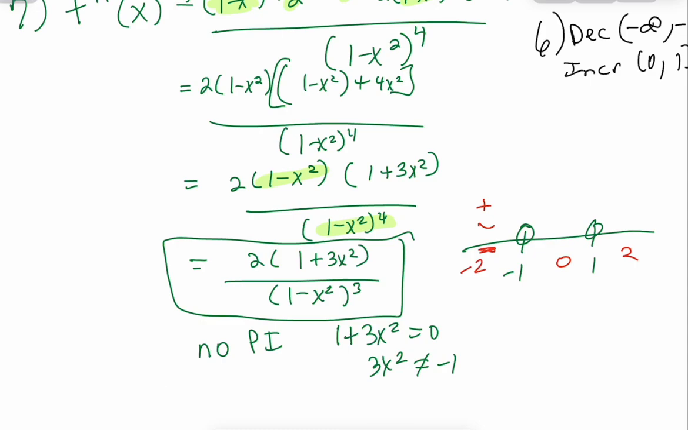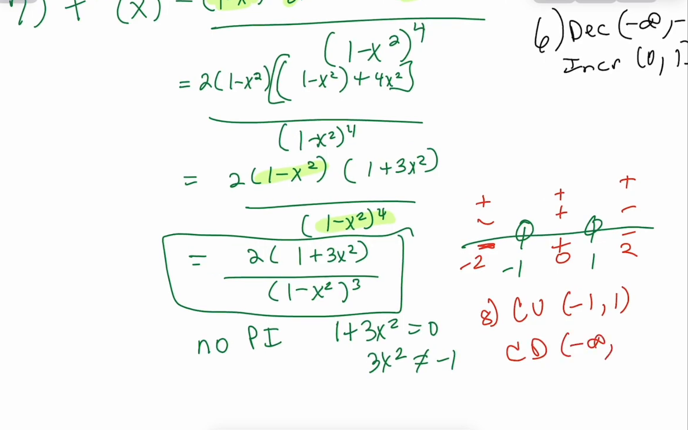Now, if you plug in 0, you get 2 on the top, 1 on the bottom. That's a positive over a positive, which is a positive. If you plug in 2 on the top, you get a positive. If you plug 2 on the bottom, you get a negative. A positive and a negative make a negative. Okay, so the concavity, it is concave up from -1 to 1. It is concave down from -infinity to -1, and then from 1 to infinity.